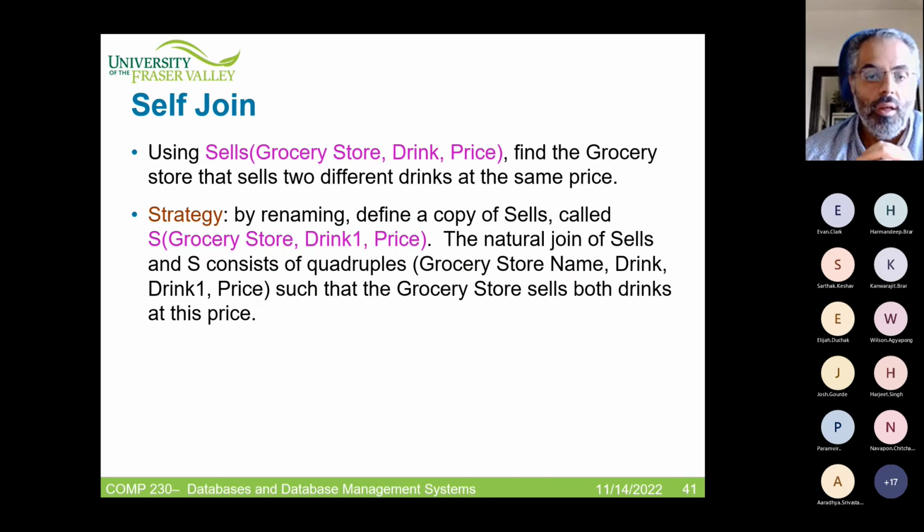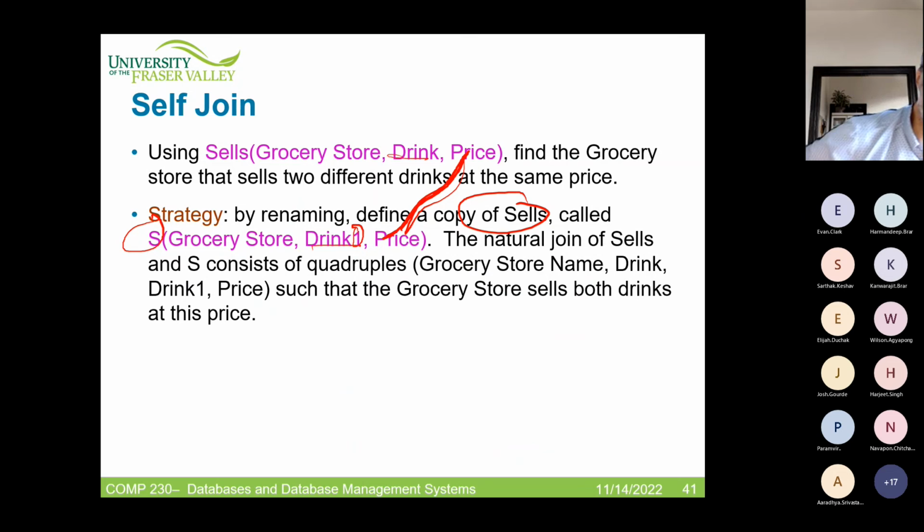So the strategy, as I said, is defining another copy of the table and renaming it. Since I'm going to make two different drinks, I also rename drink, and I keep the price the same, because now I have to make a join according to natural join. What is a natural join? It combines the data using the same values in the common attribute, which is the same price in this case, and the grocery store, which is the same grocery store that sells the same price for two different drinks.